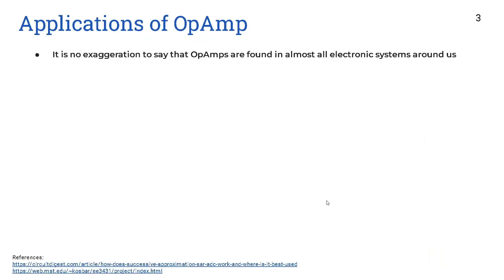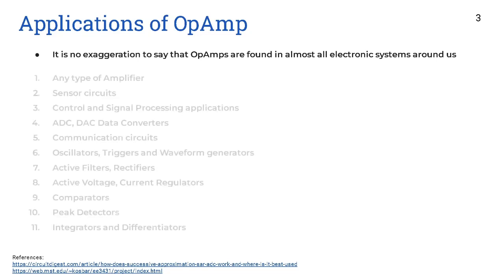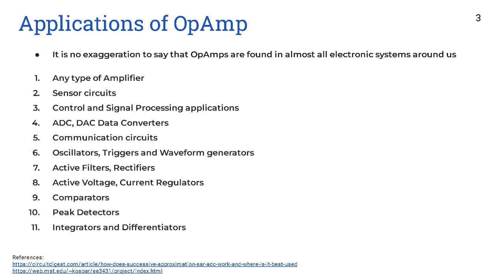So let us now move on to the applications of op-amp. It is no exaggeration to say that op-amps are found in almost all electronic systems around us. They can be found in any application. You take any device and there is an op-amp inside it. These are some of the many applications in which an op-amp is used.